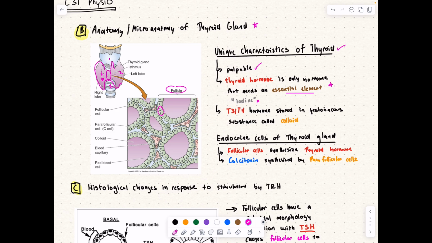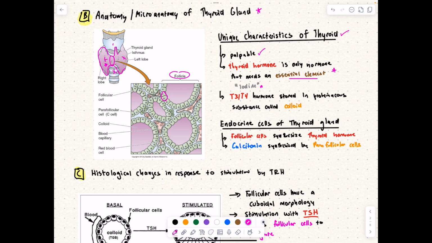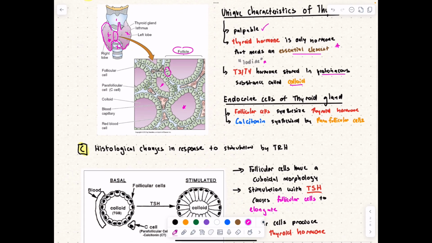And then T3 and T4 are stored in a proteinaceous substance called colloid, which we find here. Okay, so this colloid substance we'll talk more about overall. We'll have some nice cleavage of T3 and T4 from its carrier in the colloid, thyroglobulin.